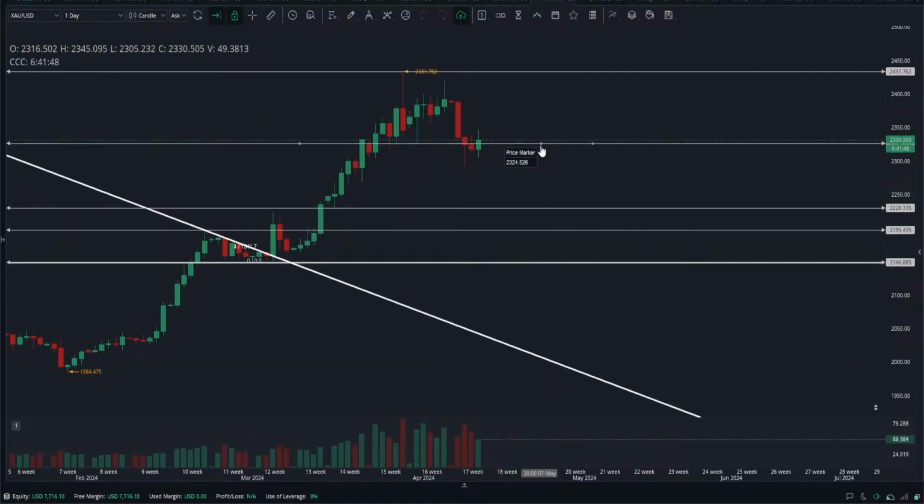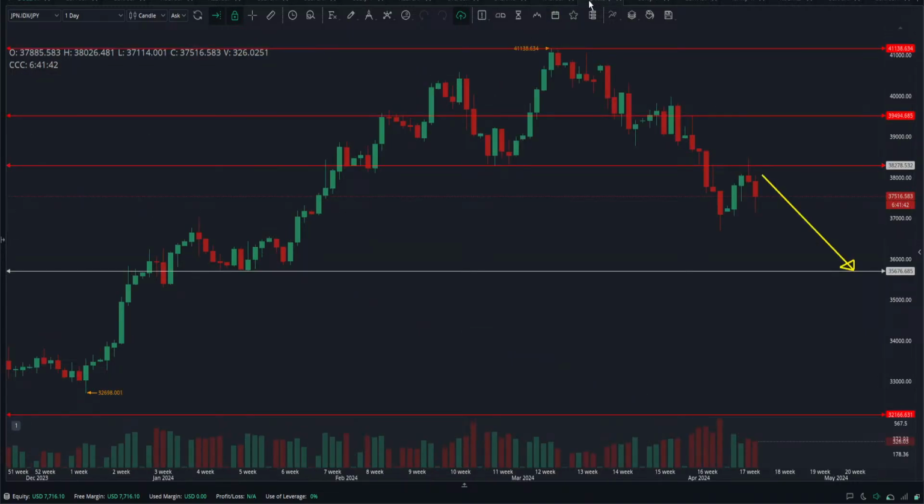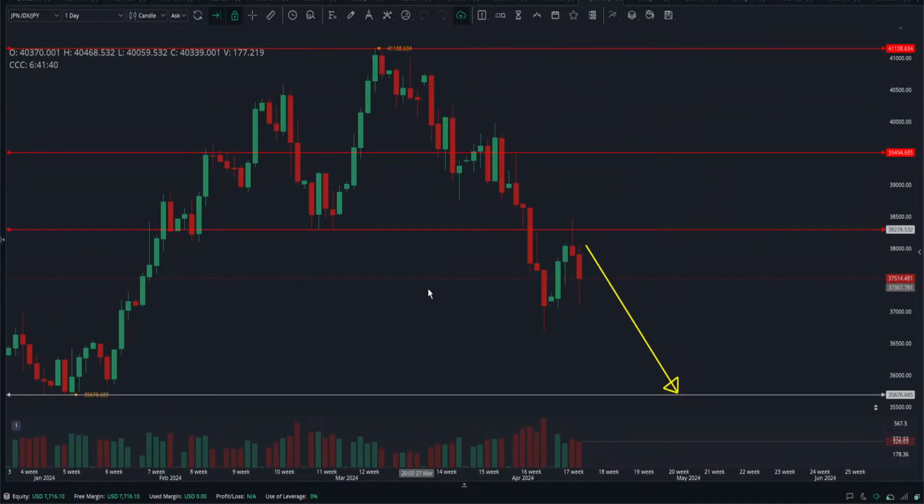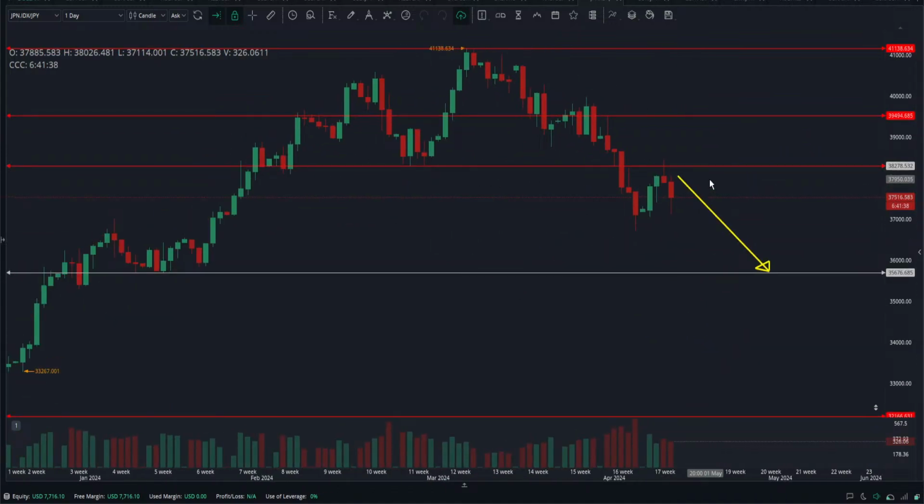Gold also consolidating around this level of 23-24. Nothing much in this one also. Nikkei is expanding lower, so yes, 38,278 was expected to act as a resistance. Yesterday it gave a bearish pin bar at the resistance. Now the price is expected to go to 35,676 and that is possible here on the daily chart, maybe next week most probably.